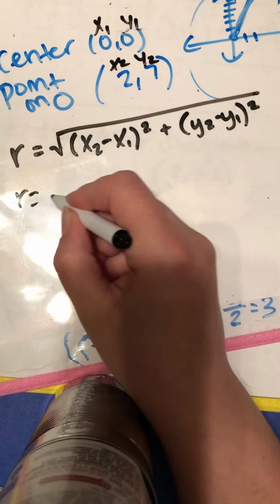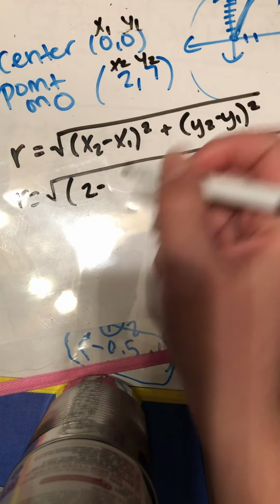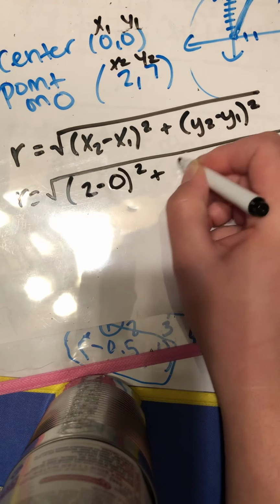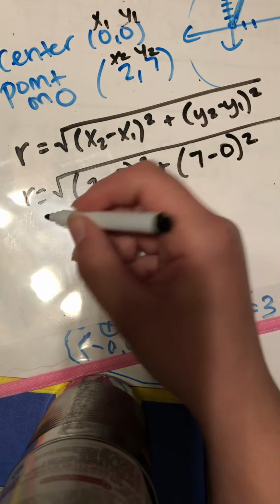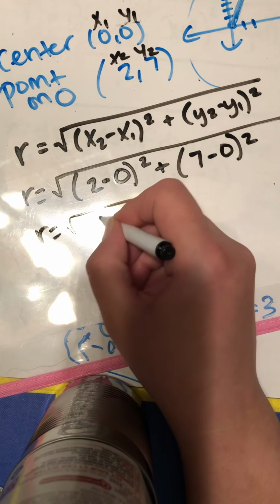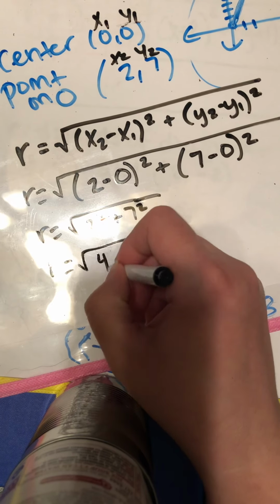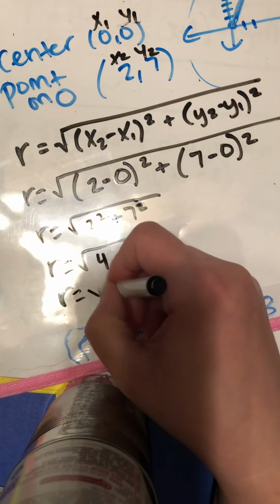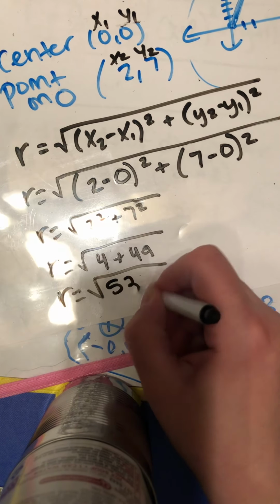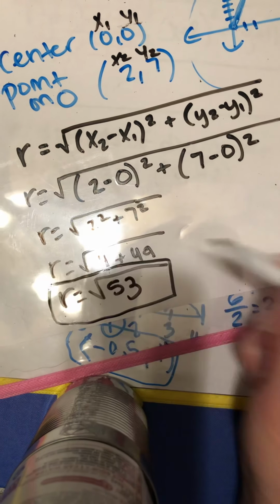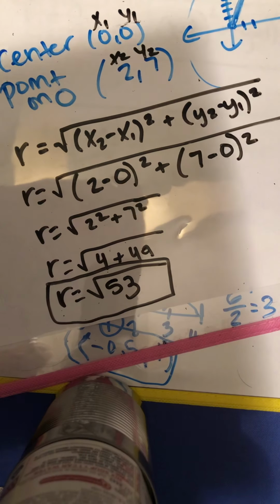I'm going to plug them in. x2 is 2, x1 is 0, y2 is 7, y1 is 0. 2 squared plus 7 squared. So 4 plus 49, which is 53. So my radius is the square root of 53. I don't have a calculator on me, but you could pop that in the calculator to get the actual digits.